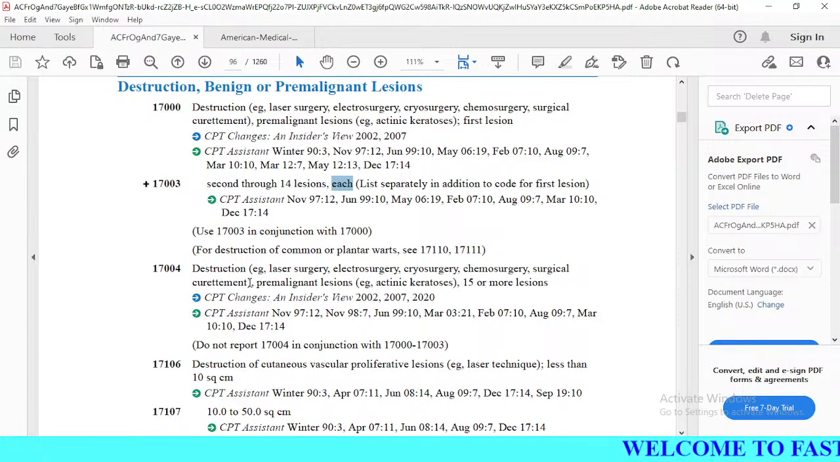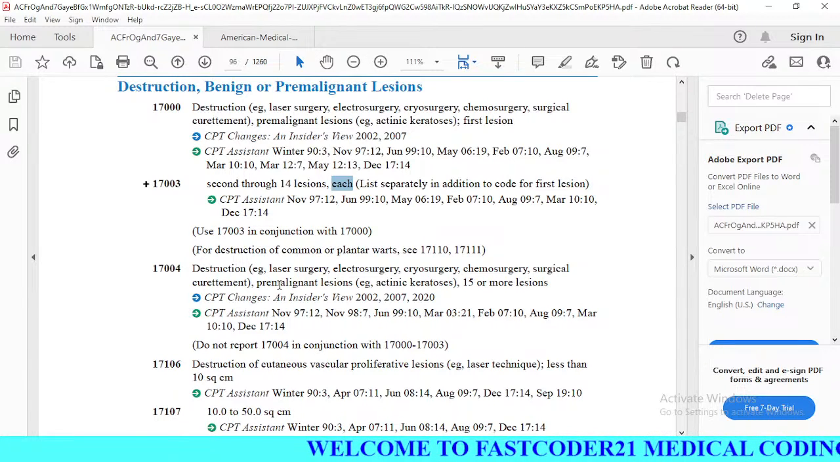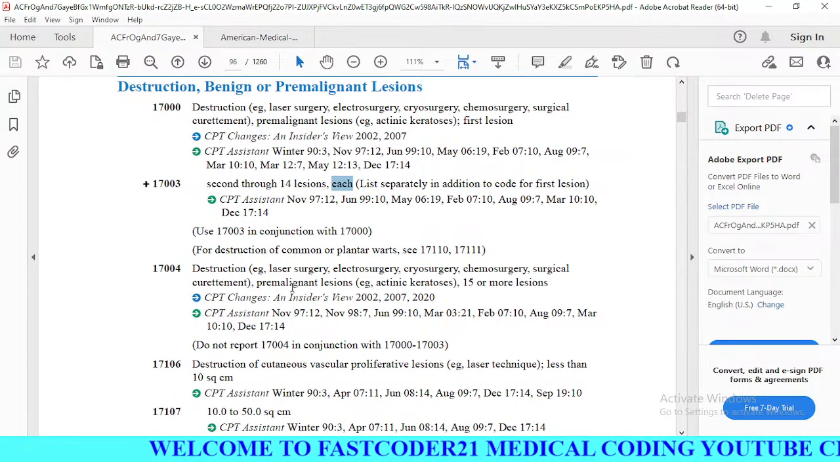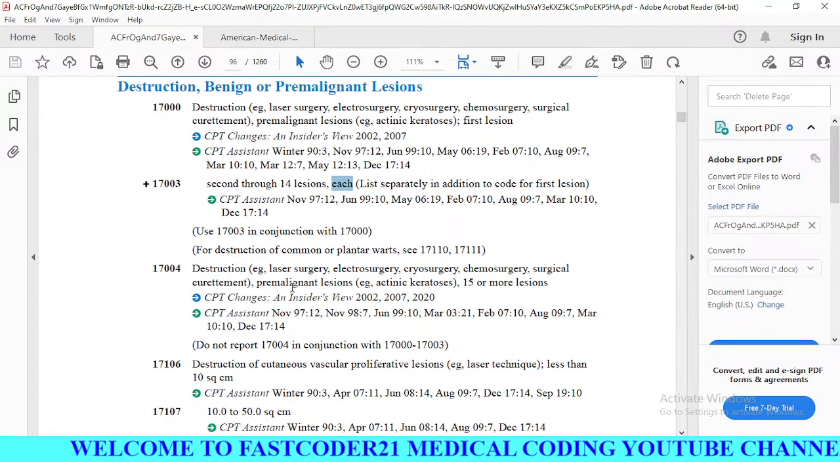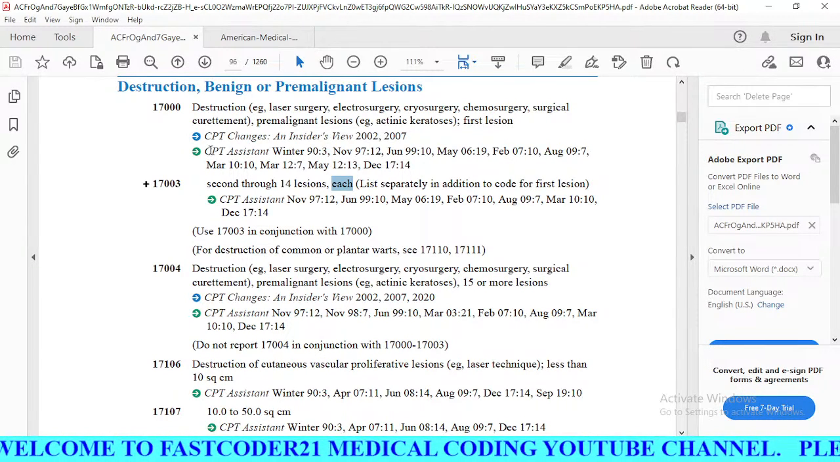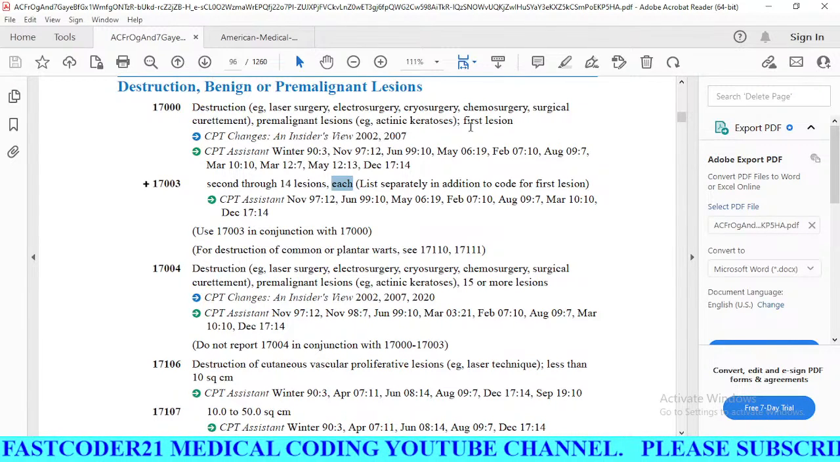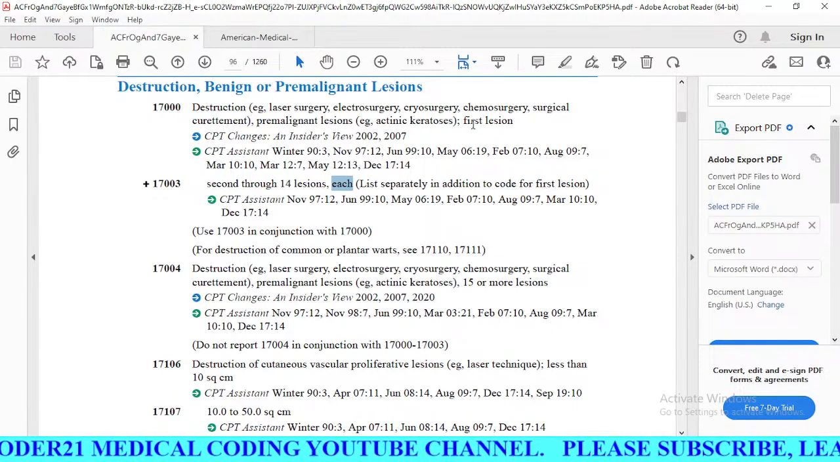Yeah, correct Vinaya. For destruction of pre-malignant lesions, actinic keratosis, 15 or more lesions, we have only a single code. We need not use the add-on. No sweetie, that is wrong. Why? If you see the description here, 17000 is for the first lesion.